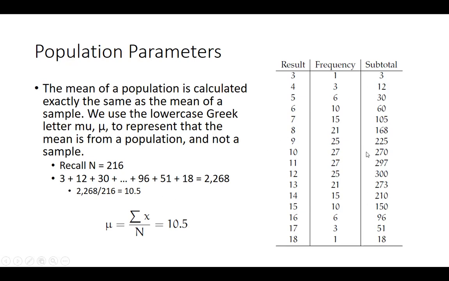If we add up a subtotal column, so 3 times 1 is 3, 4 times 3 is 12, 5 times 6 is 30. Add those all up, we get 2,268. 2,268 divided by 216 is 10.5. Add them up, divide by how many there are. That is the mean. But instead of x bar, we're using mu because this is a population, all of the possible sums of our dice roll, instead of a sample.